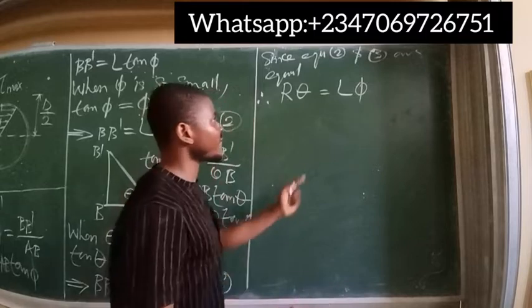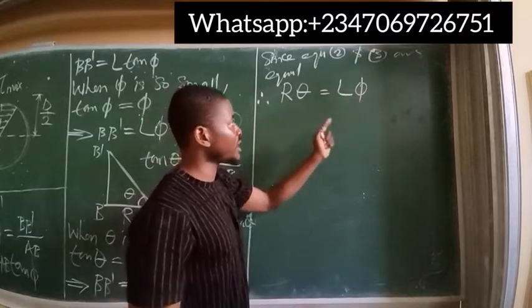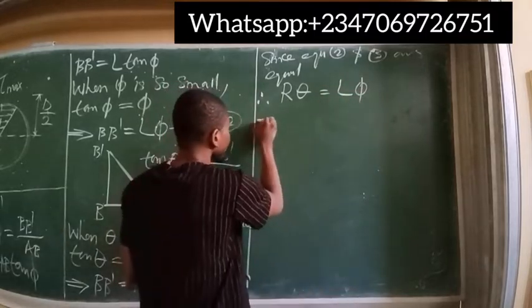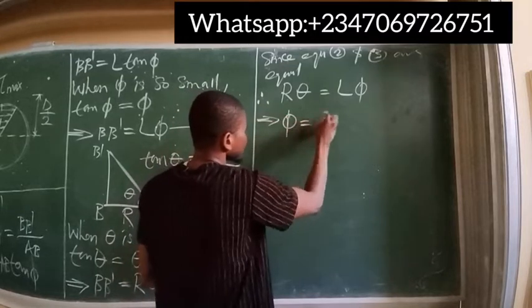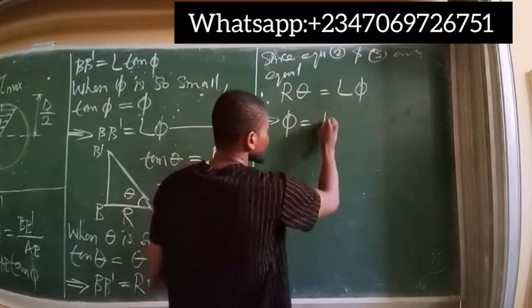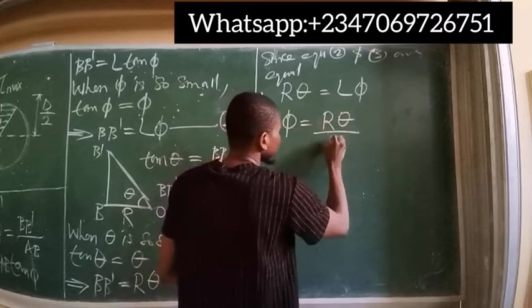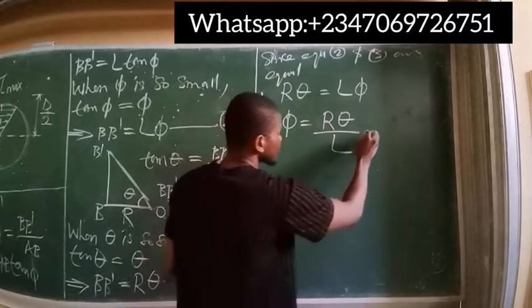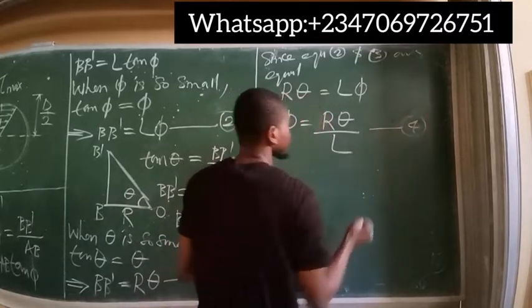So we can now find the value of this shear strain. Dividing through by the length, we simply have shear strain equals R theta all over length. Call this equation 4.